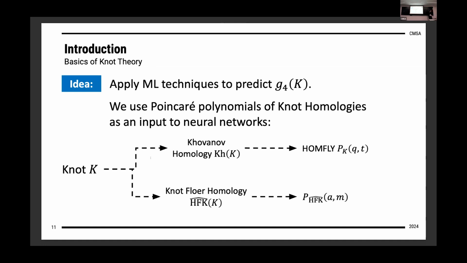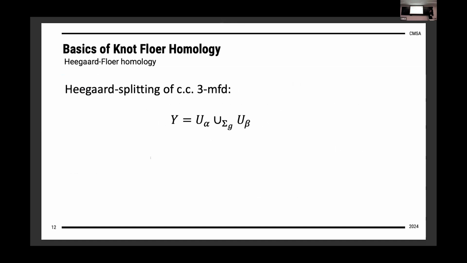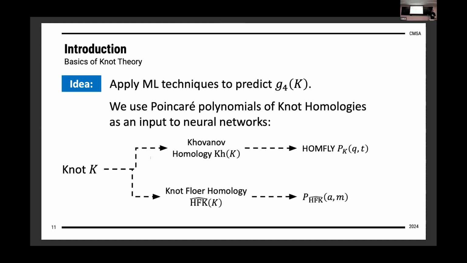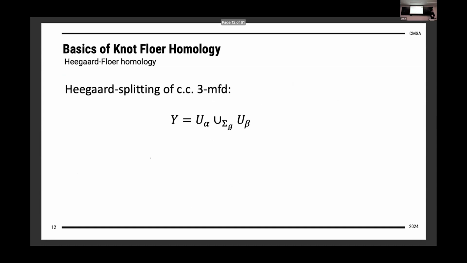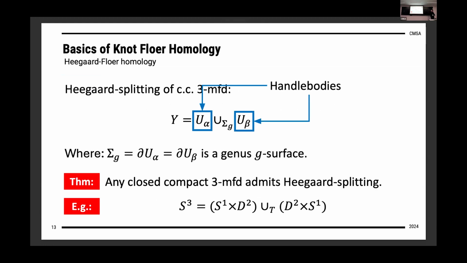Right. So essentially, we're mainly going to focus on the knot Floer homology. We tried both the HOMFLY-PT polynomials and the Heegaard Floer polynomials, but found that essentially the knot Floer homology has been producing better results. So we're just going to focus on that. I'm just going to briefly recall the knot Floer homology. It's a very nice theory in the sense that you essentially consider something known as the Heegaard splitting into handlebodies of your three-dimensional manifold. And in this case, the three-dimensional manifold where your knot lives is just the sphere S^3.